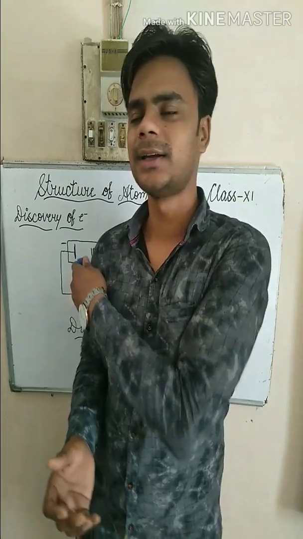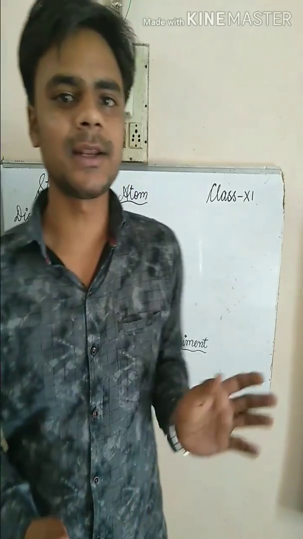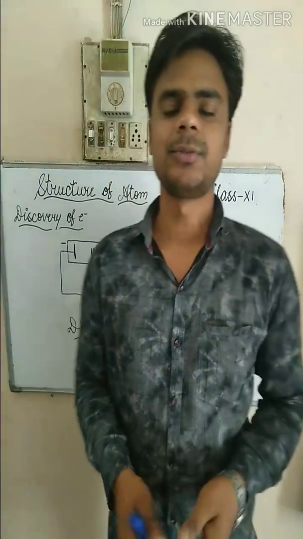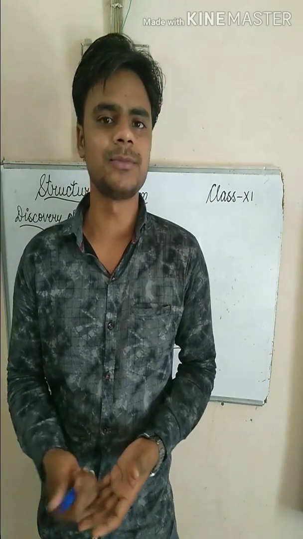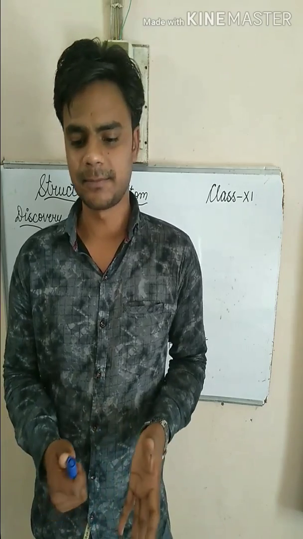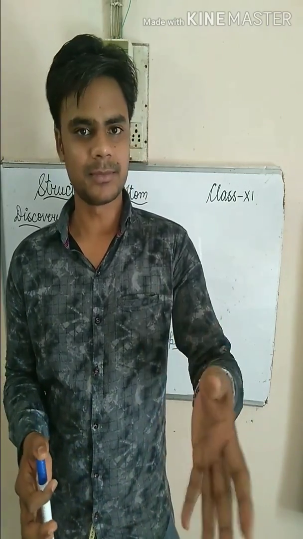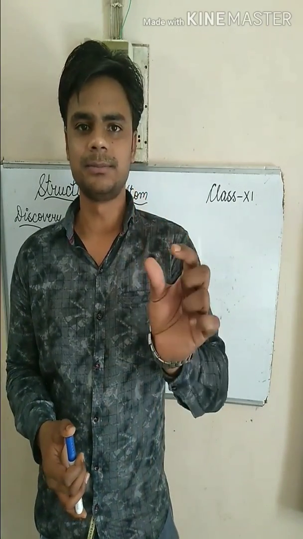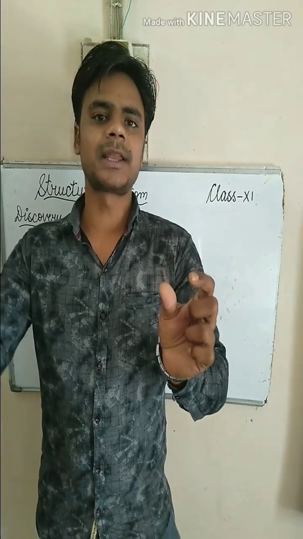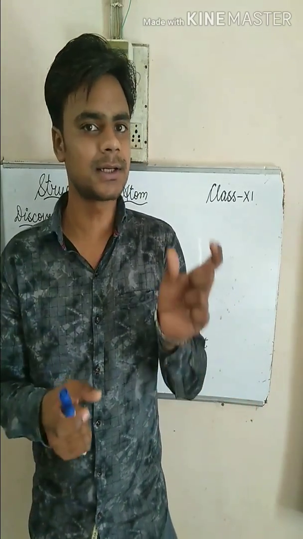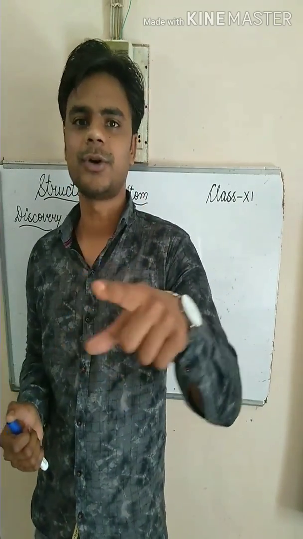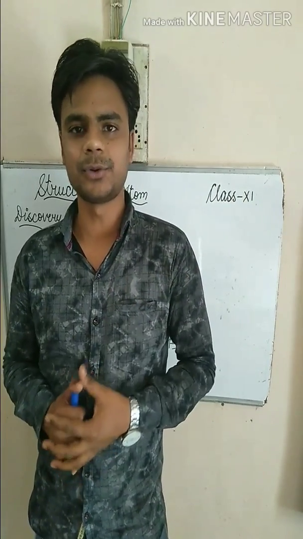Let's begin with the discovery of electron, one of the most important topics. I request you to take your pen and paper so that you can note down some important things. You all know that the electron was discovered by J.J. Thomson in 1897. The credit goes to J.J. Thomson, but the term electron was not coined by him. The term electron was coined by Stoney, as I told you in the previous video.